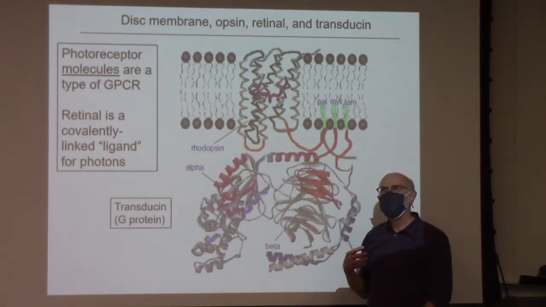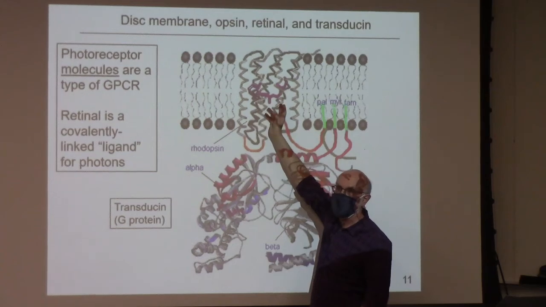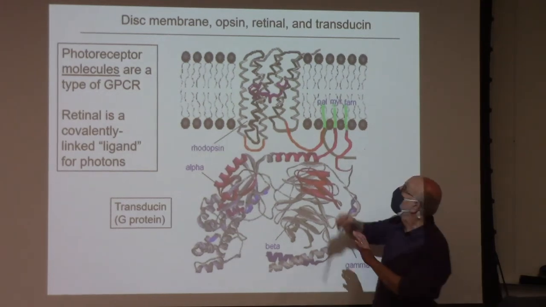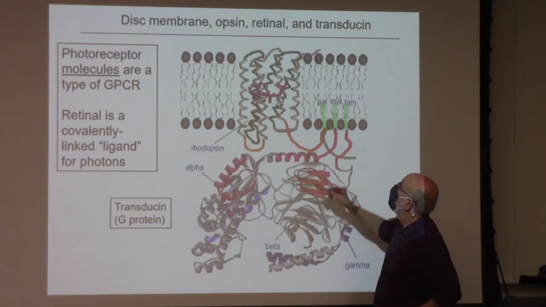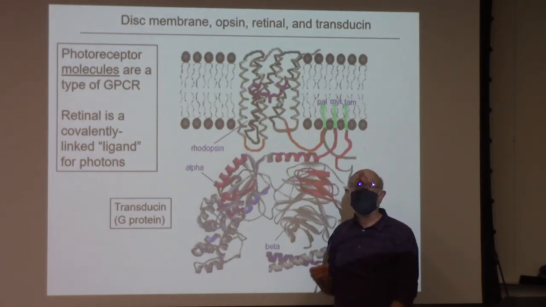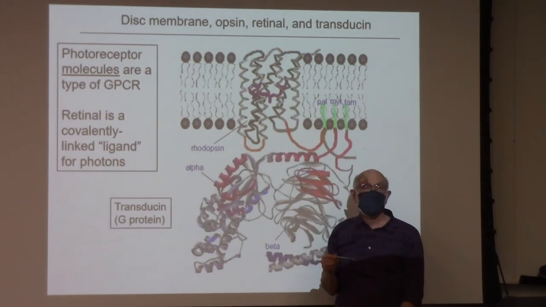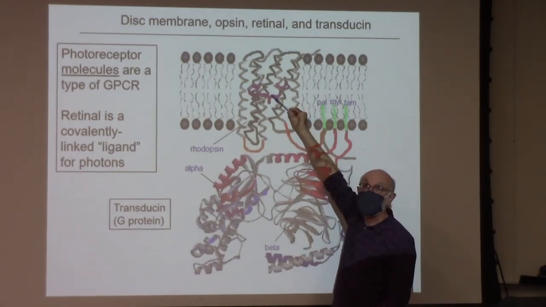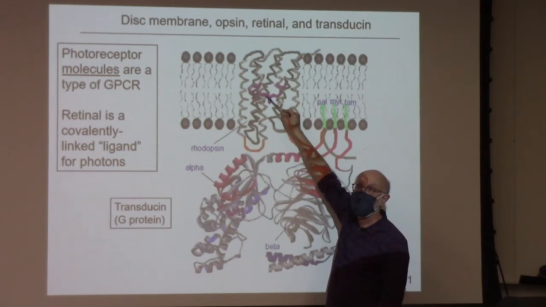So how does this receptor work? There is a molecule covalently linked to the opsin called retinal. So embedded in the opsin is retinal. Retinal is a light detector molecule. When light hits it, it undergoes an isomerization from cis to trans. You don't have to know that. Retinal is what undergoes a conformational change in response to a photon hitting it.